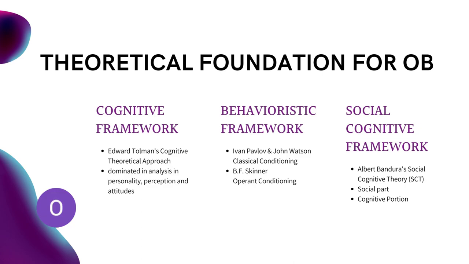Edward Tolman's cognitive theoretical approach. He believed that learning consists of the expectancy that a particular event will lead to a particular consequence. Behavior is best explained by these cognitions. Most of the major psychology journals said there was a cognitive explosion rather than a behavioral school. The cognitive approach dominated in analysis of personality, perceptions, and attitudes.